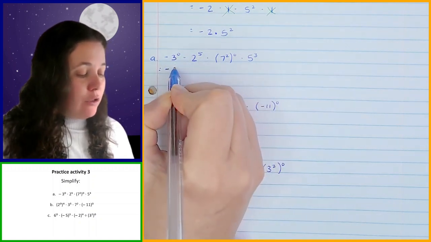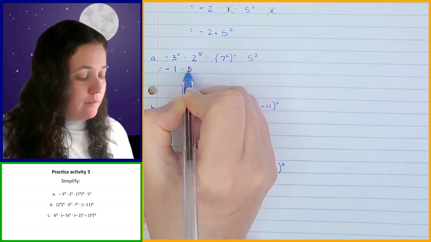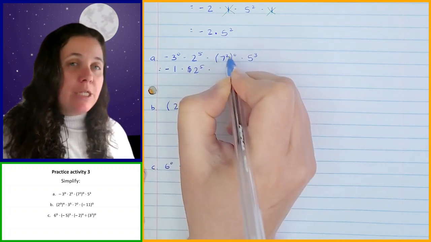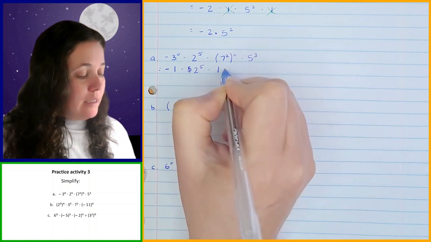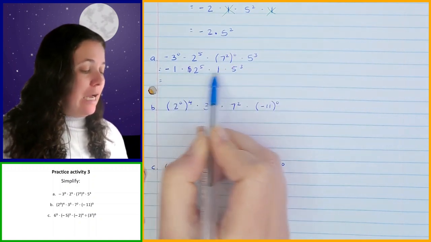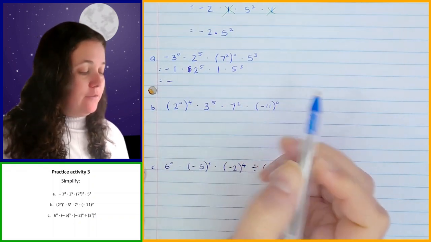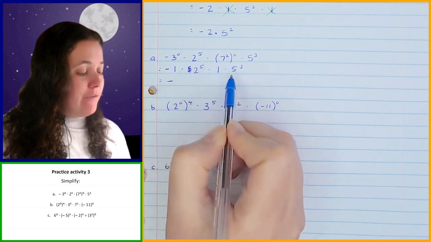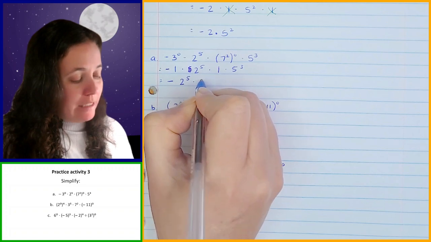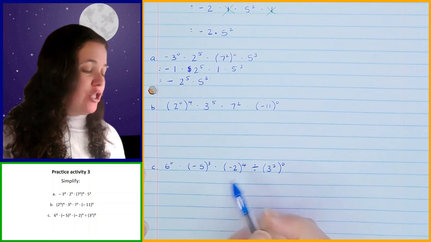Then I've got 3 to the power of 0, which is 1, times 2 to the power of 5 times 7 squared to the power of 0, which is equal to 1, times 5 cubed. So now let's go and simplify. Out of all of this, I've got 1 negative, so it stays negative, and then I've got 2 to the power of 5 times 5 cubed. The 1s are not going to be part of what I need to write down. Okay, so that is what you should have got for question A.